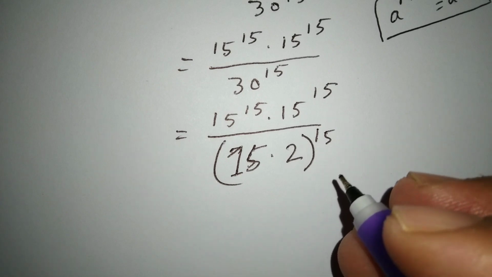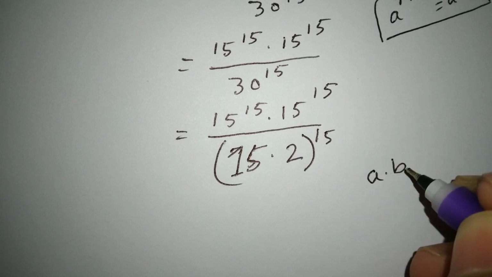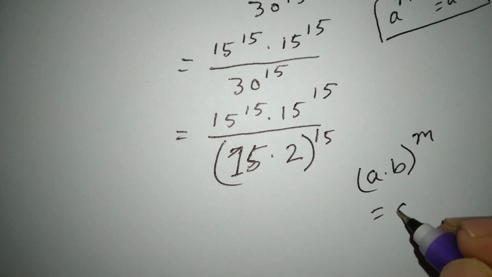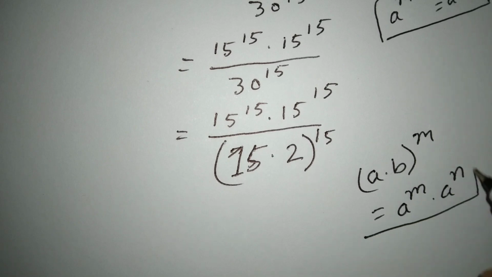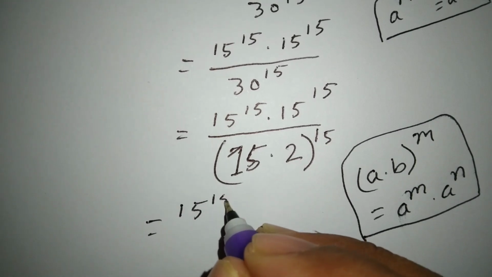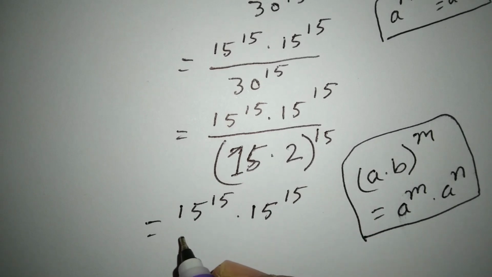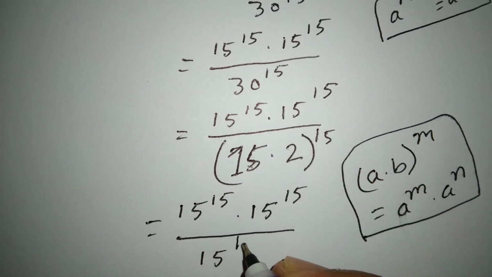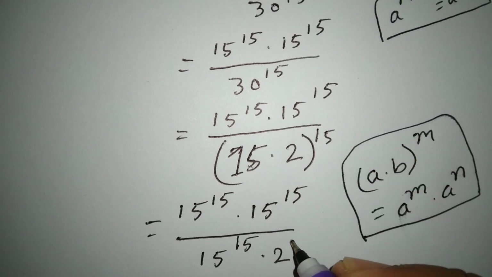We know another formula. This formula is a dot b to the power m equals a to the power m dot b to the power m. By applying this formula, we can write here 15 to the power 15 dot 15 to the power 15 divided by 15 to the power this 15 dot 2 to the power this 15.